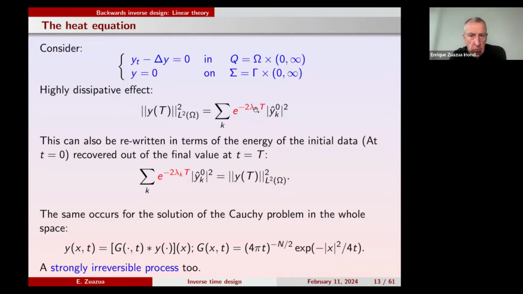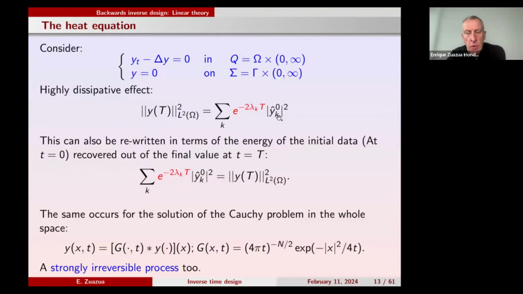But this is not so relevant here. These eigenvalues grow polynomially, but what is key here is that this is exponentially flat. So if I ask you then, what can you say about the initial datum, given the information that the solution today is in L2? I ask you, can you guarantee that this initial datum is in L2? And then you will tell me, of course not, because, for being in L2, I will need all these weights to be bounded below, and they are not.